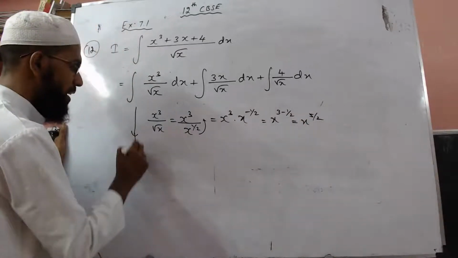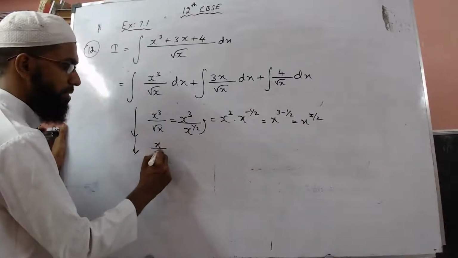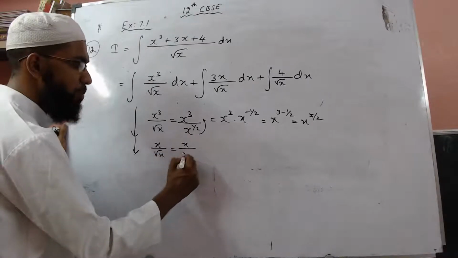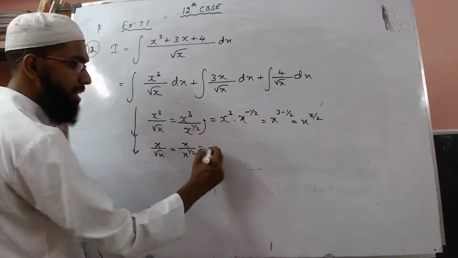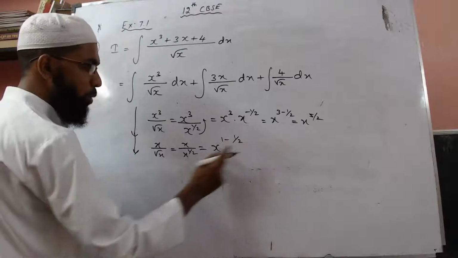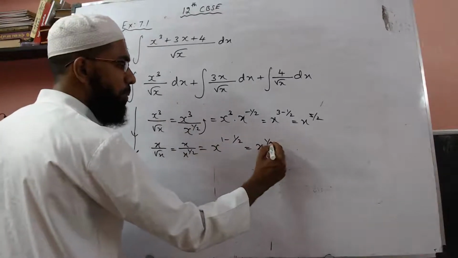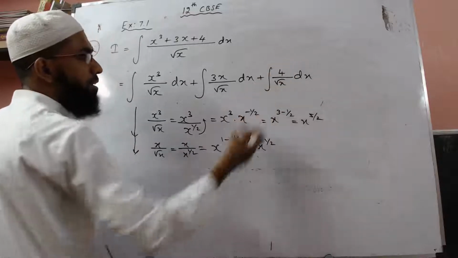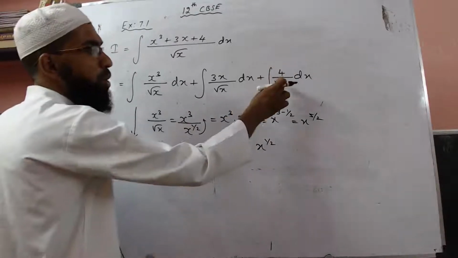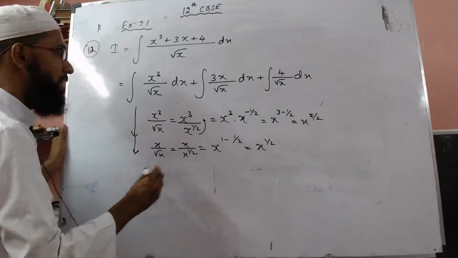Right? Same way, x by root x, I can write it as x by x power 1 by 2. Let me write it directly: x power 1 minus 1 by 2. If I take it, it will become minus 1 by 2. So 1 minus 1 by 2 is x power 1 by 2. Now this, if I take to the numerator, it will become x power minus 1 by 2.